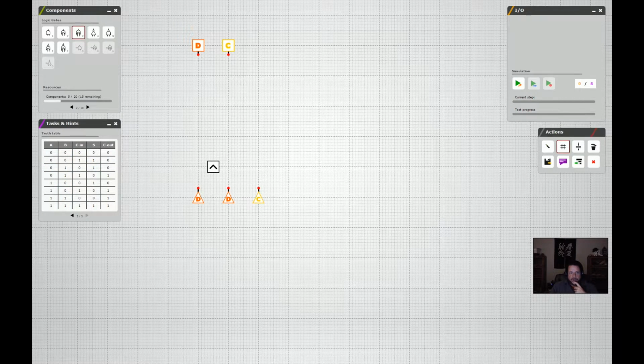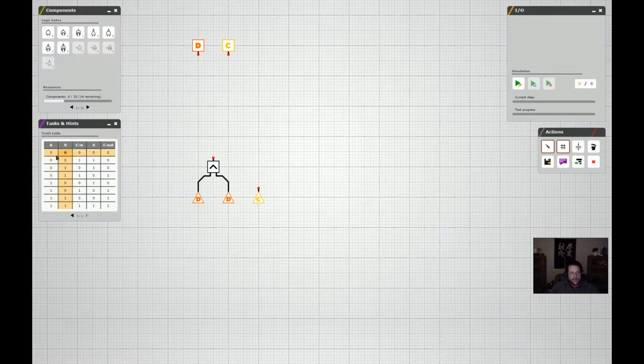If we put an XOR here and we wire it up, now we can just consider this one and this one. This is A and B XOR'd together, and this is C, right? So now we just have two inputs that we want to get up to here to result in that. So how does this work?